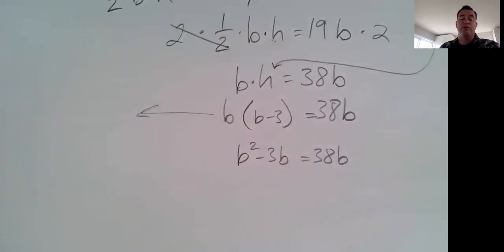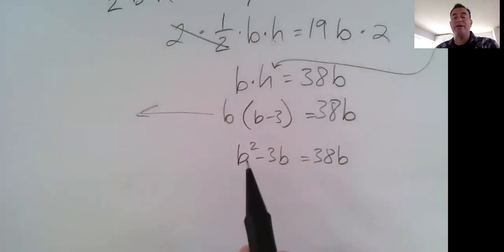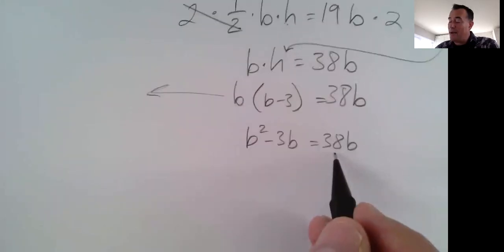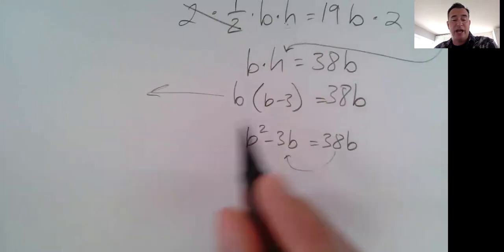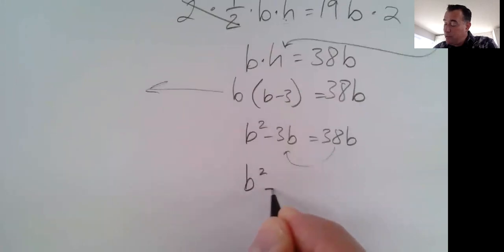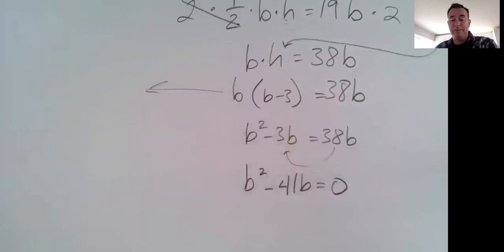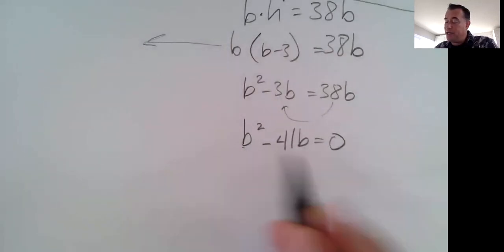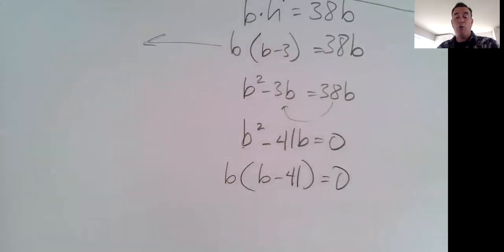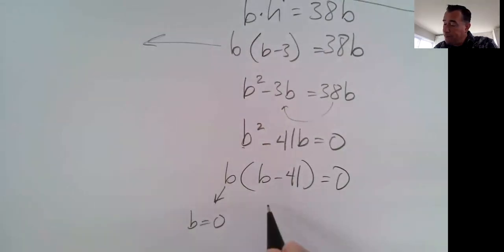Now, the other thing that's important for us to understand when we're working through this is that if I have a b squared, I'm going to have to set it equal to 0 and factor to find my solutions. So in the case of something like this, I'm going to have to bring this over to this side so that everything is on the same side. If I subtract 38b from both sides, I'm going to get b squared minus 41b is equal to 0. Now, this doesn't look like a trinomial, but they both have a b in common. If I factor that out, b times (b minus 41) equals 0, which means one or the other of these things is going to have to be 0. So either b equals 0, or b minus 41 equals 0.